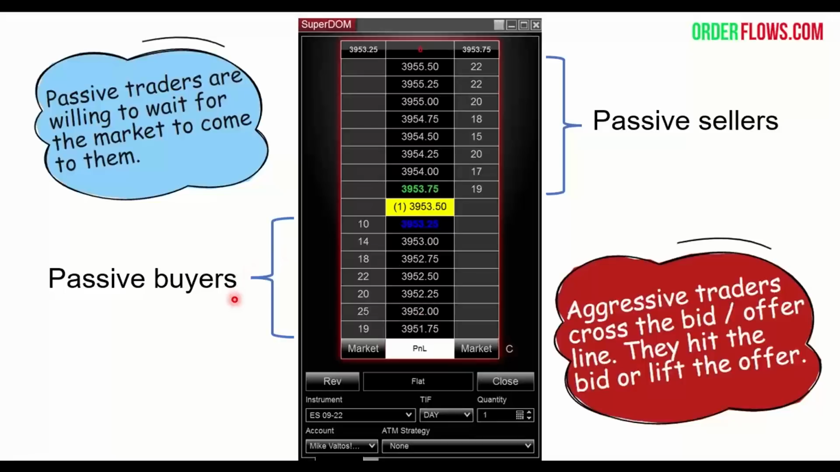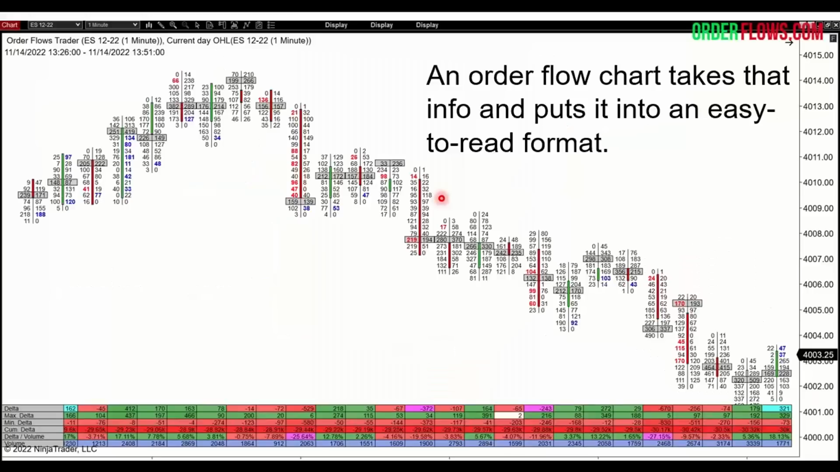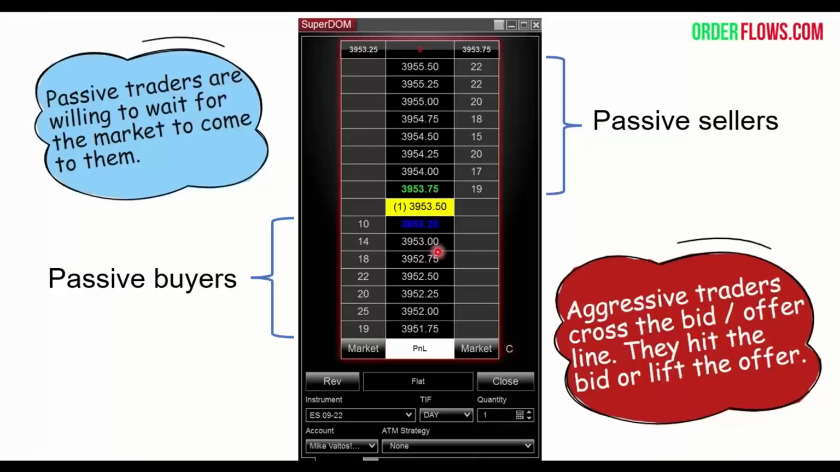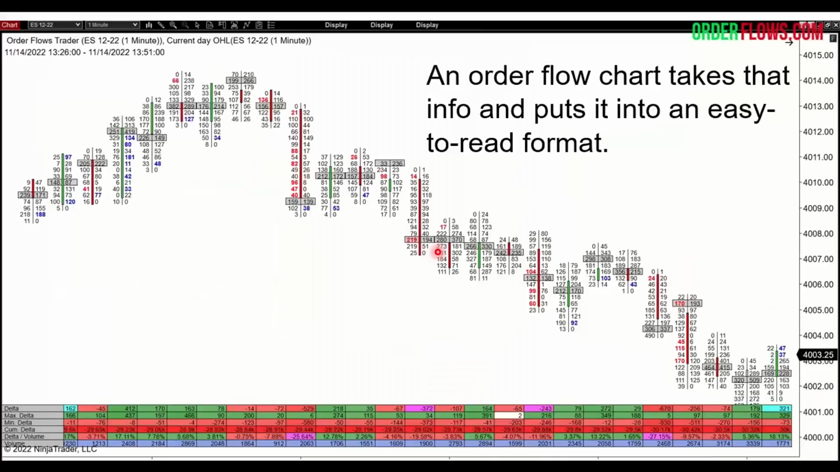Now, the difference between passive traders and aggressive traders: passive traders are willing to wait for the market to come to them. Aggressive traders cross the bid offer, meaning they hit the bid, they sell into the bid, or sell at the market, or they buy at the market, or they lift the offer. Okay, so all this information, this trading that you see in here, shows up in the time and sales, but it also can be formatted into a different type of chart, the footprint chart. It takes all that information, all the stuff that you see trading on here, and puts it into a format that you can analyze.